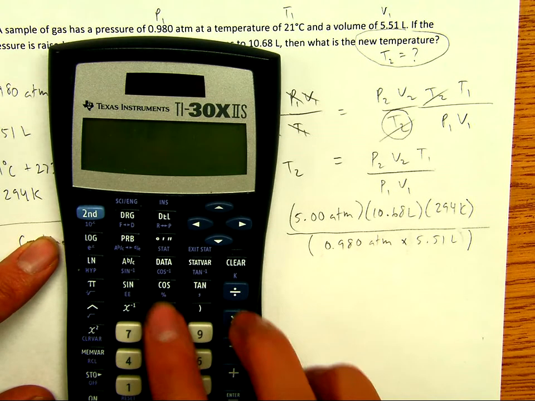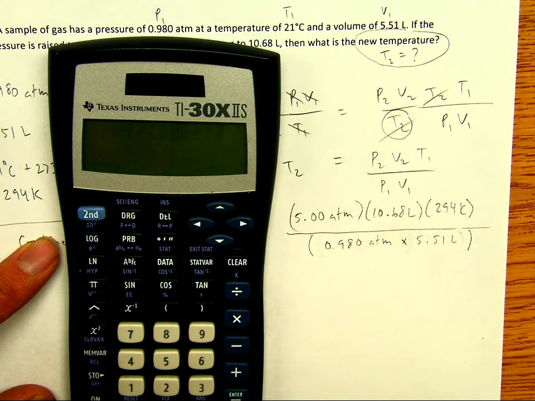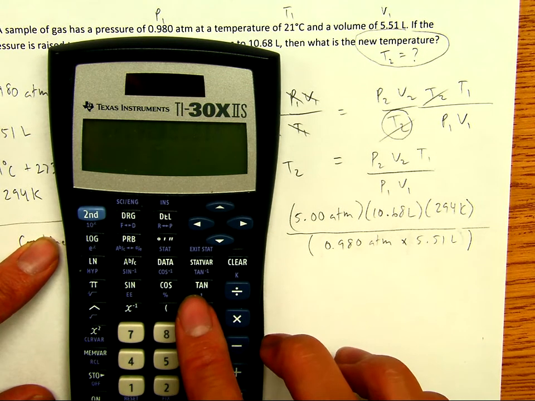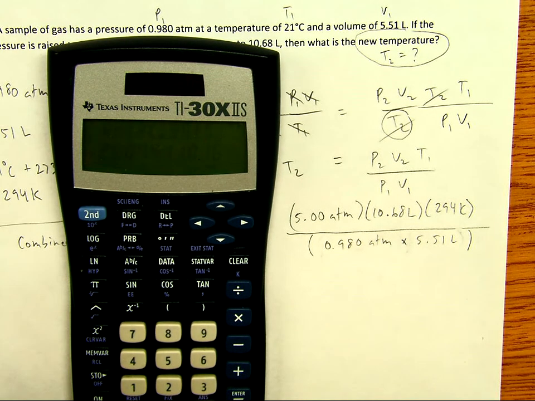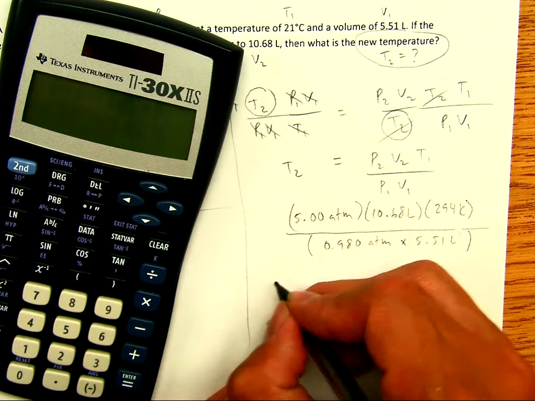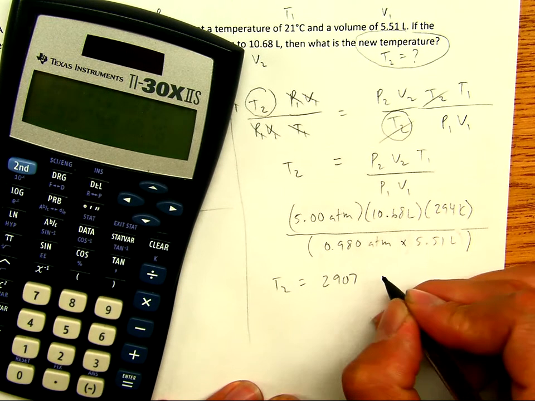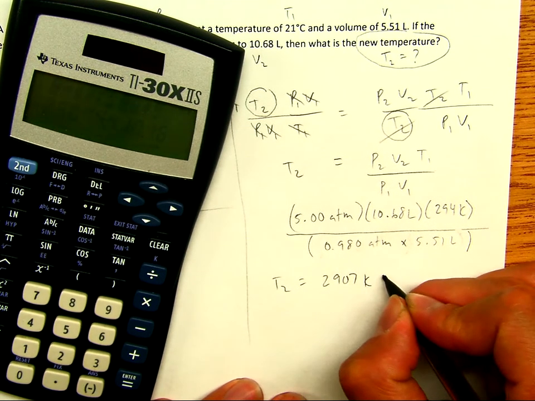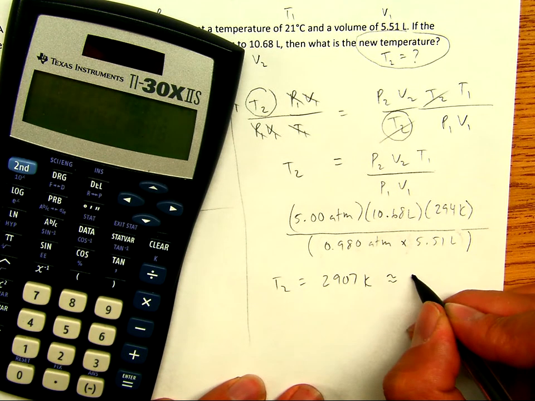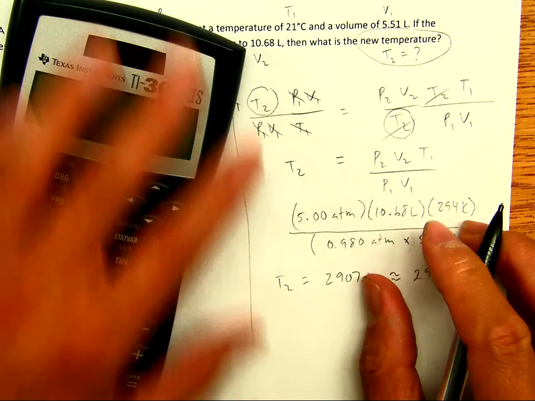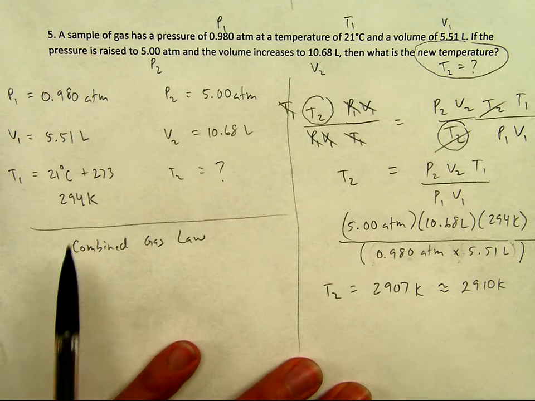Open the parenthesis, 0.98 times 5.51, and then you would close the parenthesis so that you group the terms on the bottom. Then hit enter, and your answer should be T2 equals 2,907 Kelvin. And we want this to 3 sig figs, so this is going to round to 2,910 Kelvin.